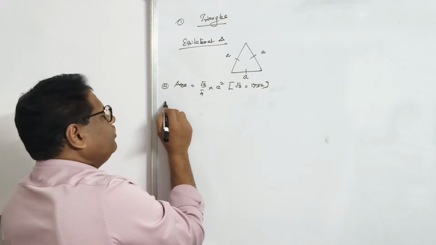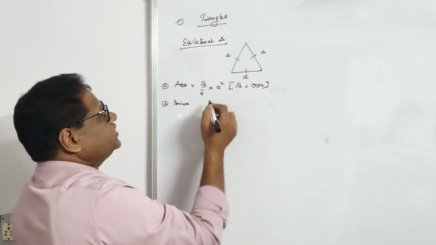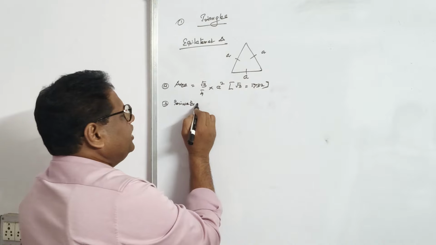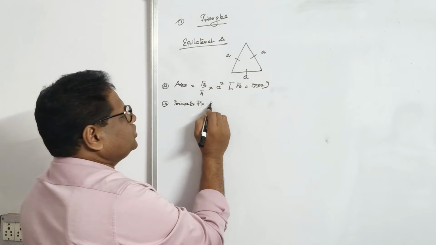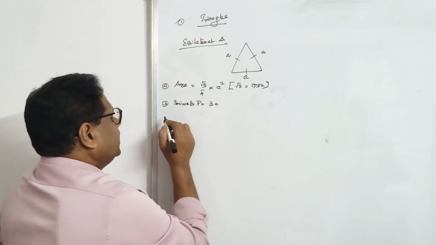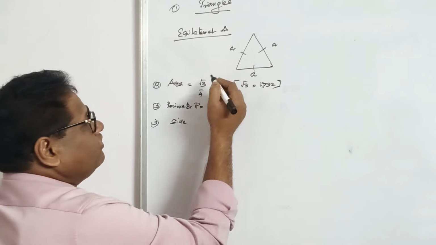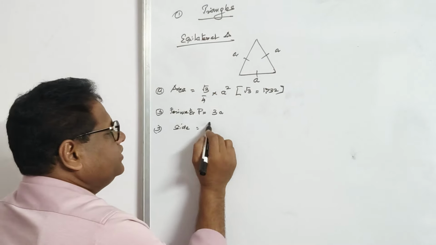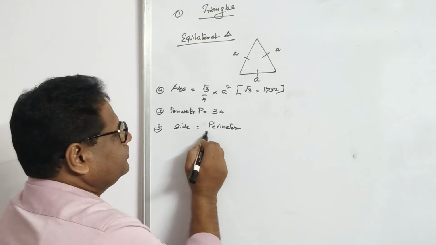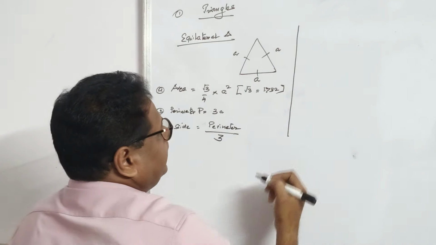Similarly, if you want to find the perimeter of this triangle, perimeter means sum of all the sides of the triangle, then we have the expression perimeter P equals 3A. That is 3 into side. Now if you want to find the side of the equilateral triangle and you are given the perimeter, simply divide the perimeter by 3. Okay, so this is our equilateral triangle, right?